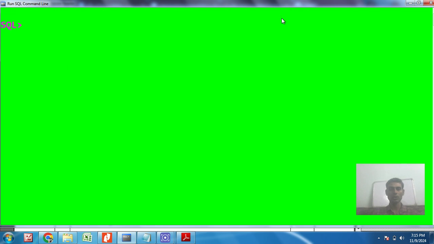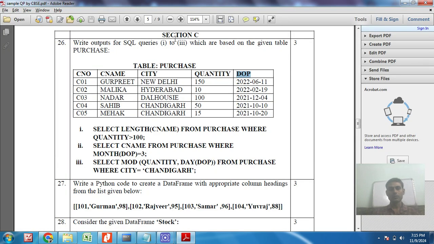Now our next question is select mod quantity, day DOP from purchase where city equals Chandigarh. We will solve that question step by step. For day DOP, we have to find out the day of DOP. It will give the day number: if it is Sunday it will give 1, if it is Monday it will give 2, if it is Tuesday it will give 3.